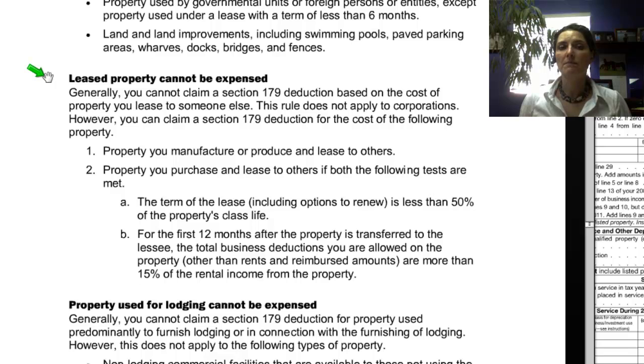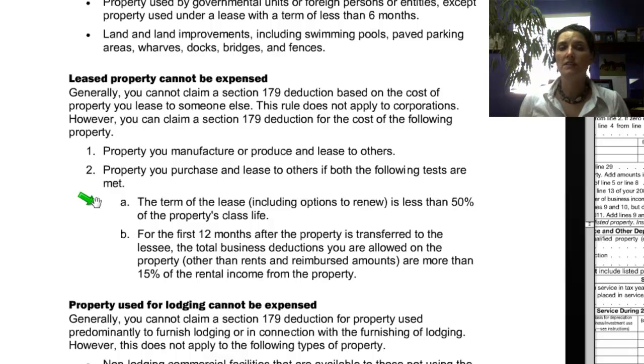Leased property cannot be expensed. Generally, you cannot claim a Section 179 deduction based on the cost of property you lease to someone else. This rule does not apply to corporations. However, you can claim a Section 179 deduction for the cost of the following property: property you manufacture or produce and then lease to others, and property you purchase and lease to others if both of the following tests are met.